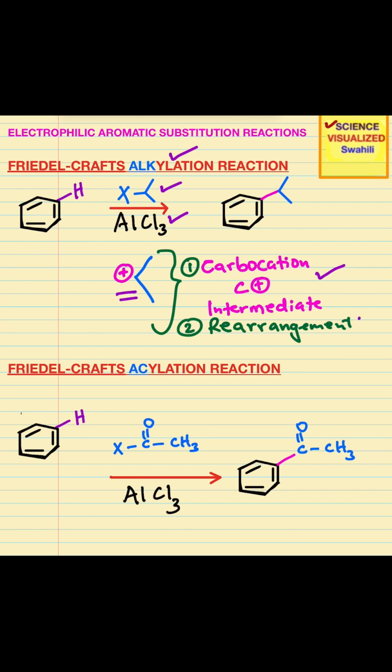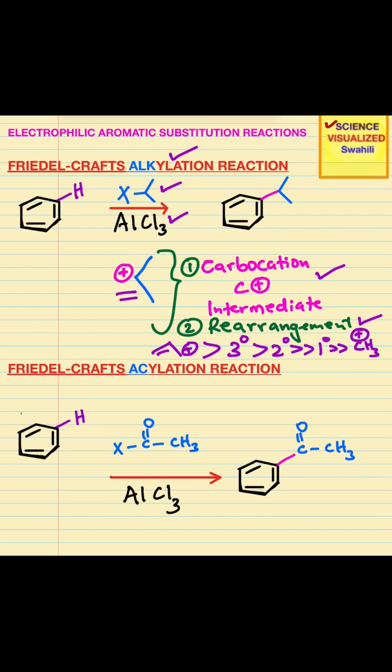Carbocation intermediates can undergo rearrangement, where we expect the allylic carbocation to be the most stable, which is more stable than a tertiary carbocation, which is more stable than a secondary carbocation, which is much more stable than a primary carbocation, and that's much more stable than a methyl carbocation.